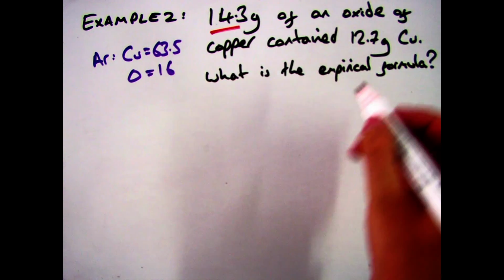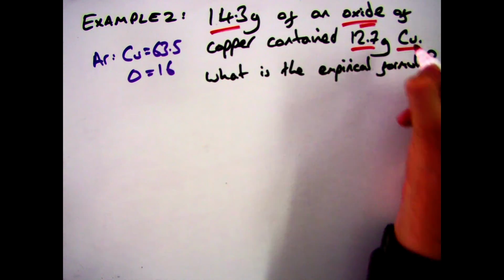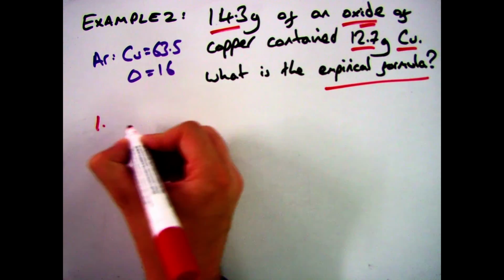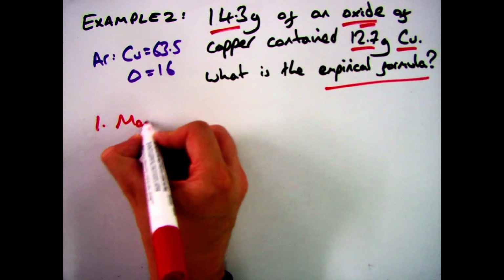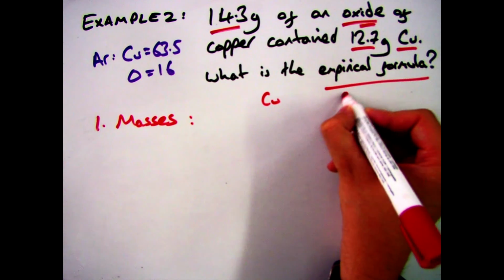So if you follow those 3 steps you should get the correct answer every time. The examiners do like to put in a bit of a trick question every now and again though, so let's have a look at that now. So the question says 14.3 grams of an oxide of copper contained 12.7 grams of copper. What is the empirical formula? Now the mistake people make here is they put 12.7 grams for one and 14.3 for the other. However, that's not the case.